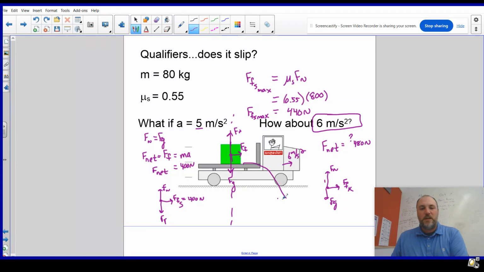So the crate still ends up to the right of where it started. It's going to land over here somewhere, but the truck is going to pull out from under it and it's going to continue moving, and eventually the crate's going to fall off. So because we have moved to kinetic friction, we are going to get an acceleration that's much smaller than 6 meters per second squared, and the crate's not able to keep up. Okay? So with those qualifiers, anytime it's not clear if it should be kinetic or static friction, we have to check. So we'll check static friction first, we'll max that value out, and we'll see if we're able to provide the requested acceleration.